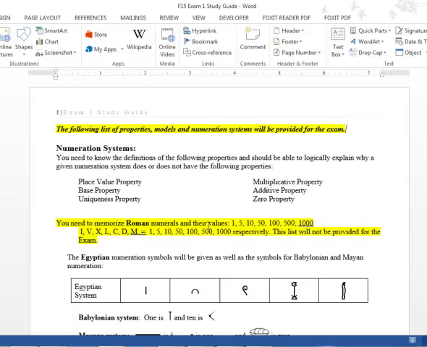The Roman numeral system doesn't have place value either, because an I is always 1. A V is always 5. It doesn't matter where you put it, it's always going to retain the value of 5.